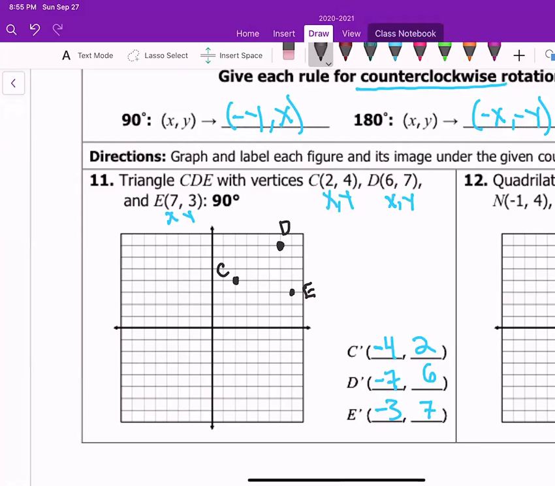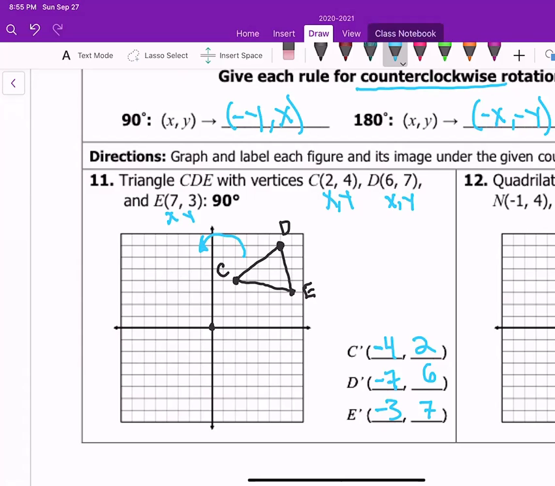So again, let's connect them. Now I'm rotating about the origin. So the origin, if you don't know, it's 0, 0, is rotating 90 degrees counterclockwise. So counterclockwise, right? It's gonna go against the clock. So it's gonna rotate in this direction. Right? Okay. So now let's plot our new points, right?